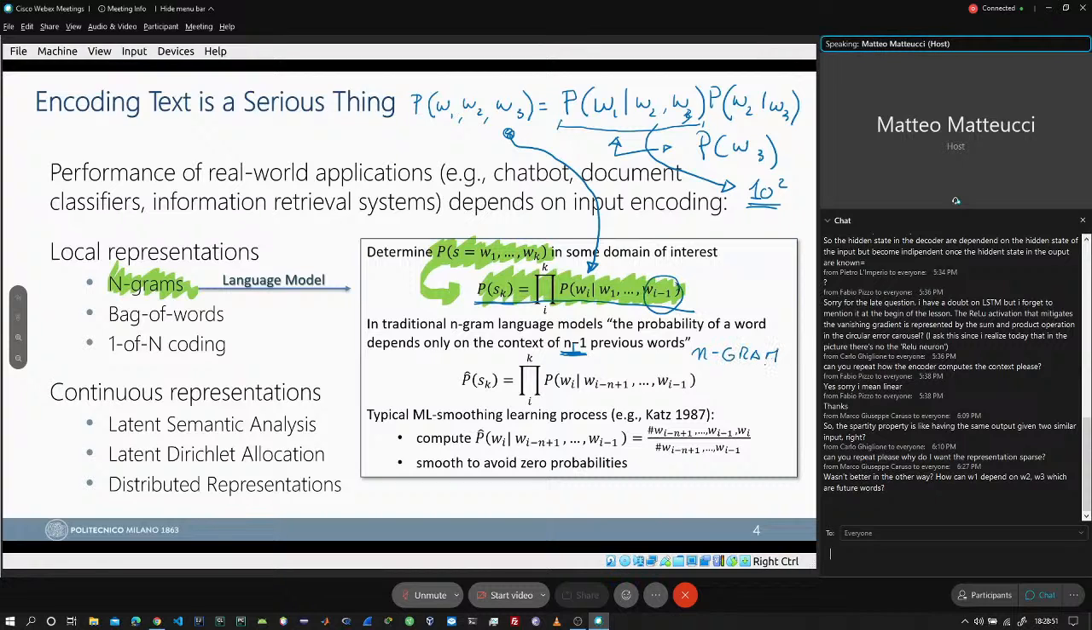An n-gram is a set of n words. One is this, and these are n minus 1. So this is the so-called n-gram model. You can write this model by storing or learning the probability of any word given all the n minus 1 words before it. This is a model which comes from 1987.